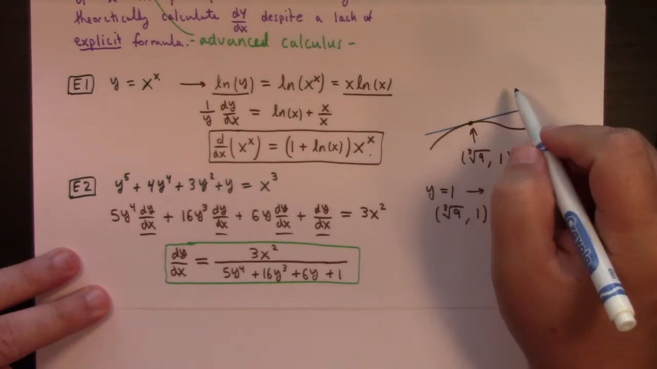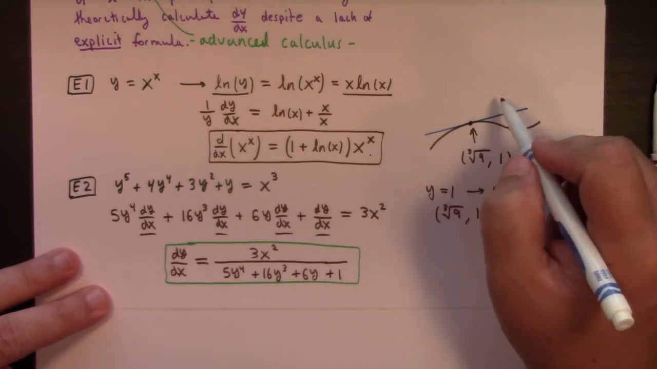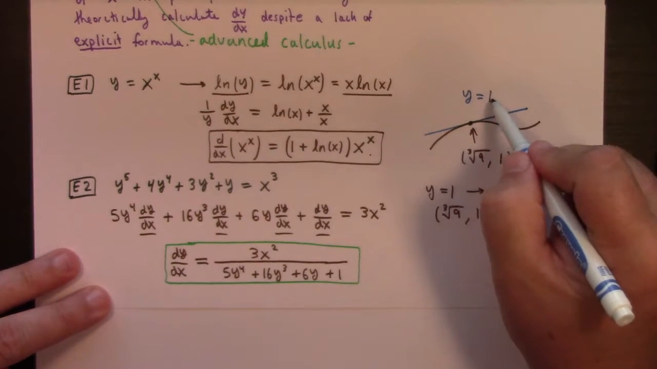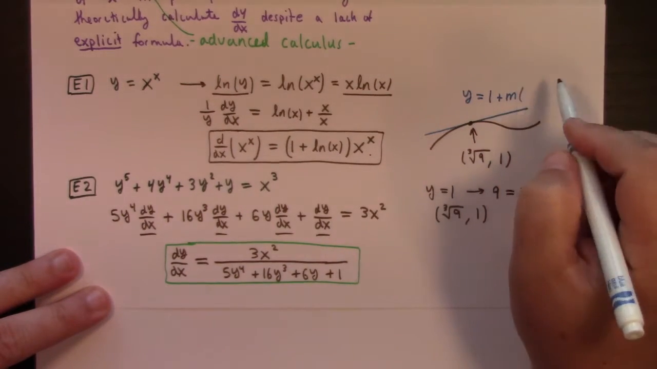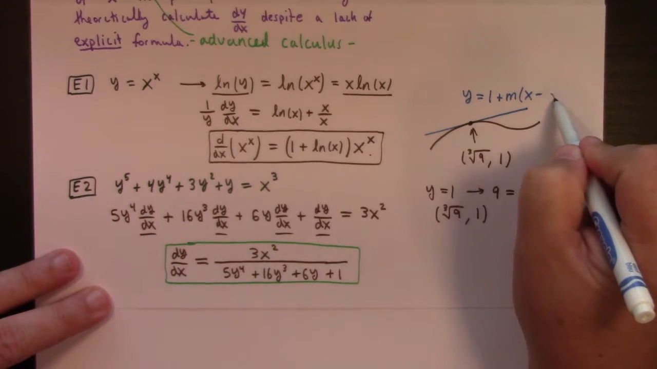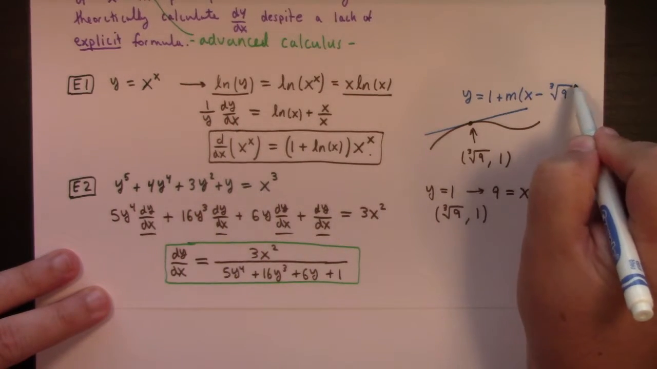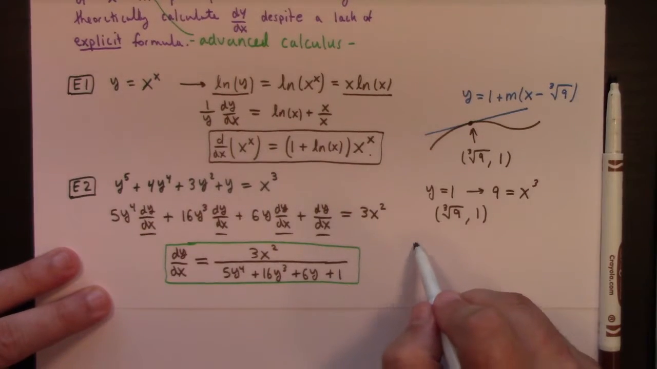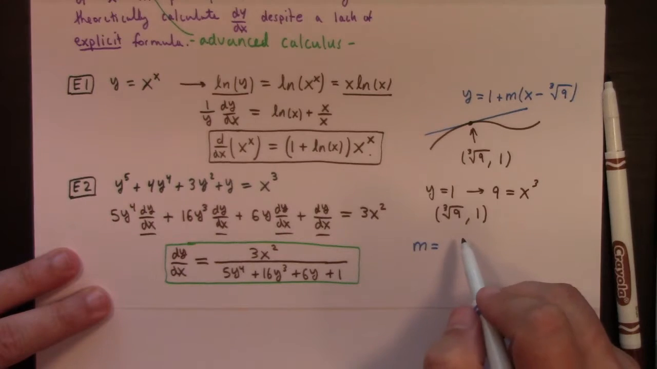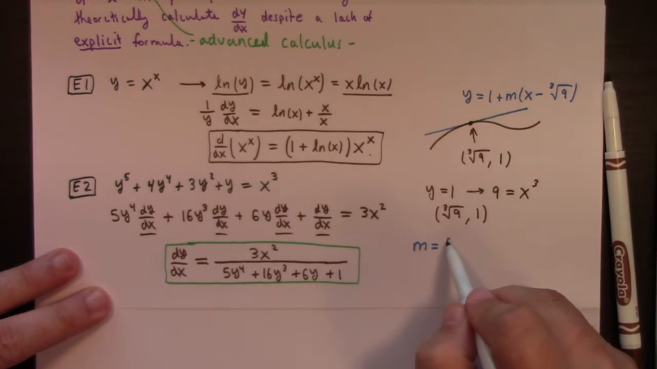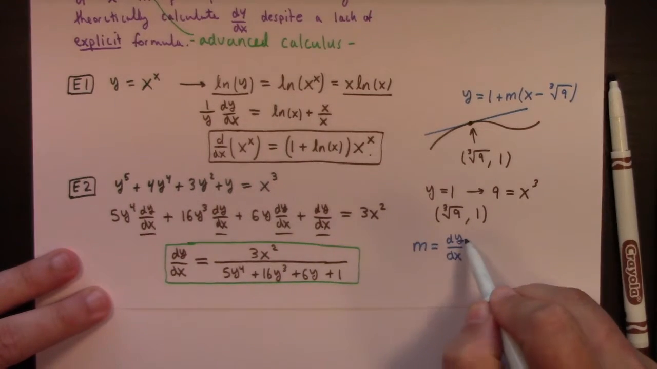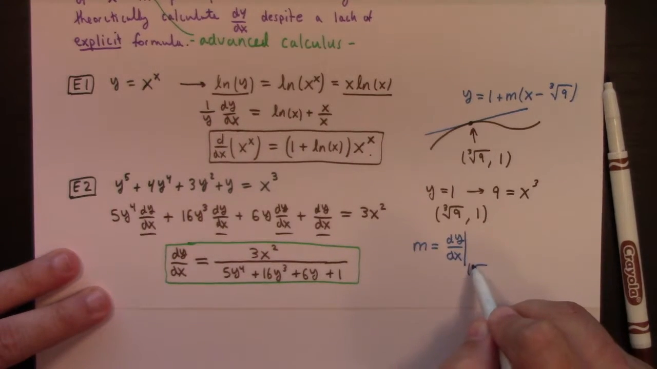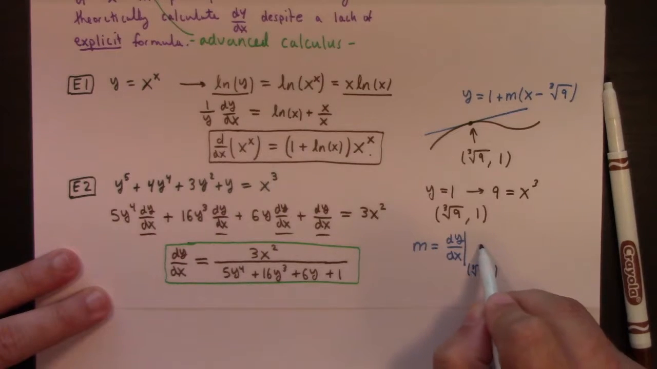What's the slope for this? So this is basically y is equal to 1 plus m times x minus cube root of 9, right? What's m? Well, m is given by this when you plug in the point. So m is equal to dy/dx at the point cube root of 9, comma 1.